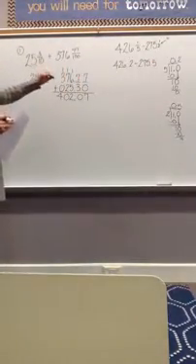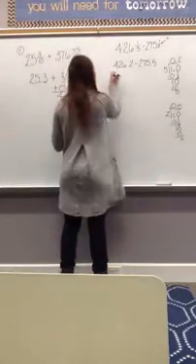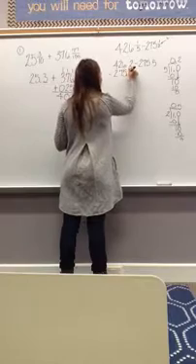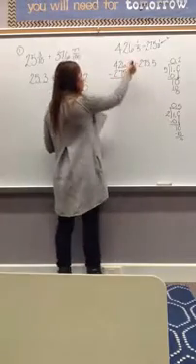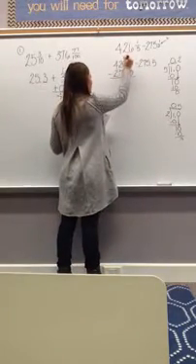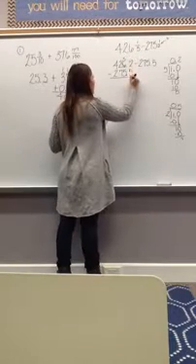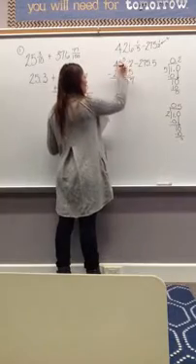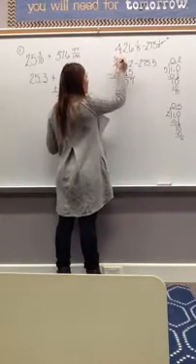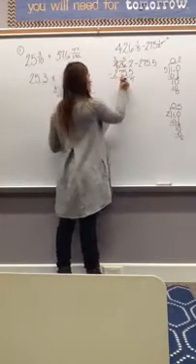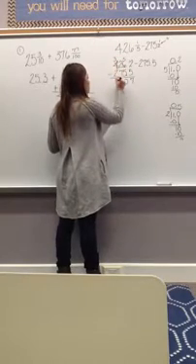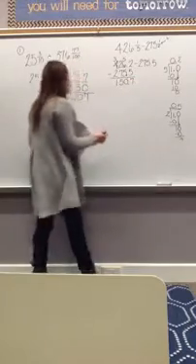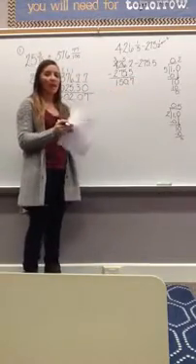Okay, so when we're subtracting with decimals, we just need to line up our decimal place and subtract. 2 minus 5, we need to borrow. 12 minus 5 is 7. 5 minus 5, 0. 2 minus 7, we need to borrow. 12 minus 7 is 5. 3 minus 2 is 1. Don't forget your decimal point comes straight down. So the answer is 150 and 7/10.